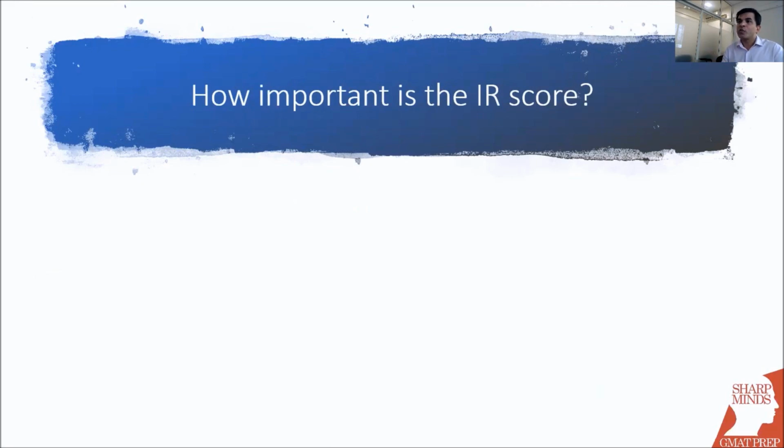The next thing you may want to know is how significant or how important is the IR score when you apply to B schools or other programs, and what kind of a score should you be aiming for. So let's touch upon this.